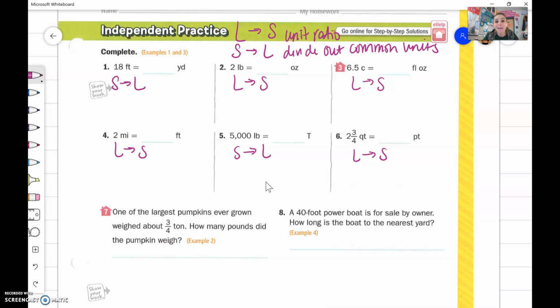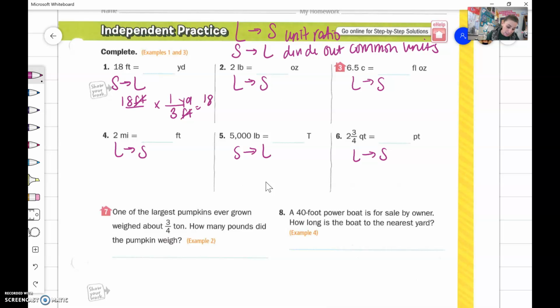That way we know right away what operation we are doing, whether we're going to write a unit ratio or if we're going to figure out how we can put those common units diagonal from one another so we can cancel them out. So small to large, 18 feet in how many yards? We know that there's 3 feet in 1 yard. So we're going to do 18 feet times, we're doing yards to feet. How many feet are in 1 yard? In 1 yard, there's 3 feet. So now I can cancel out my feet. Perfect. Now I can cross simplify if I can, or I just multiply across. I'm just going to multiply across.